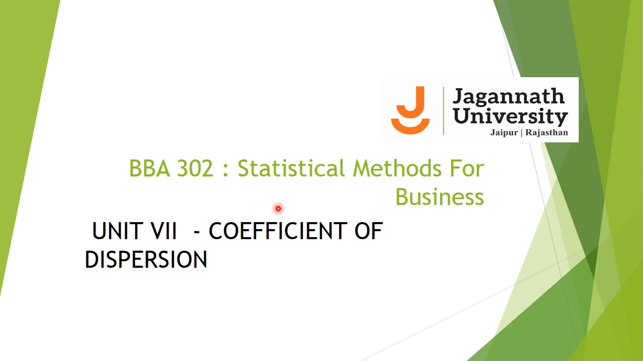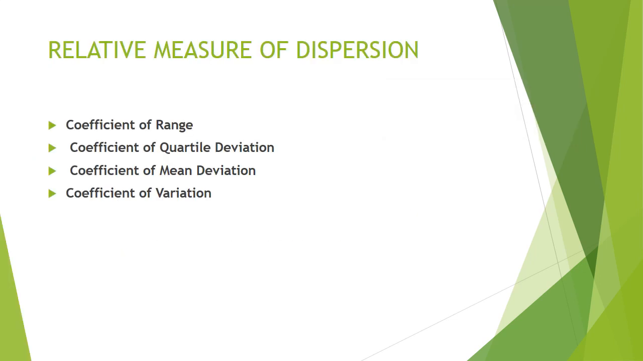Hello friends, let us start with unit 7, that is coefficient of dispersion. It is also called relative measure of dispersion. The relative measure of dispersion formula can be derived by the ratio of absolute variability to the mean value, or by the percentage of absolute variability. This is another name of the relative measure of dispersion, that is coefficient of dispersion.